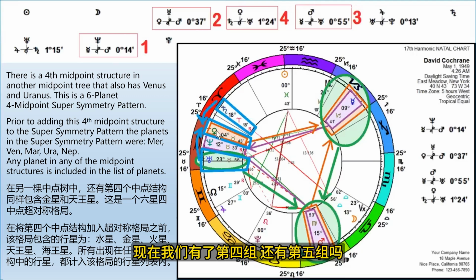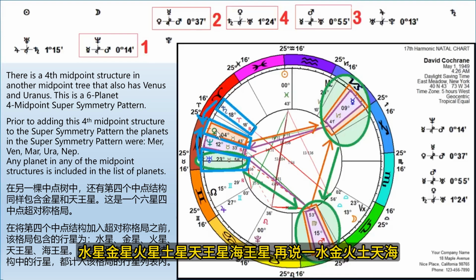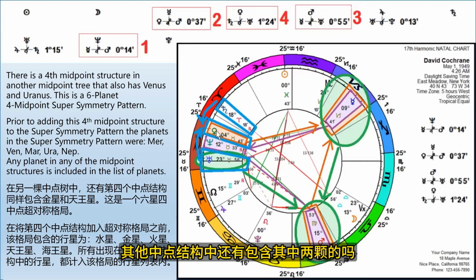So there's a 4th one. Is there a 5th one? Well, now you can see we now have Mercury, Venus, Mars, Saturn, Uranus, Neptune. Actually, that's Mercury through Neptune, but we skipped Jupiter. Mercury, Venus, Mars, Uranus, Neptune, and Saturn. Mercury, Venus, Mars, Saturn, Uranus, Neptune. So do any of the other midpoint structures have two of those?